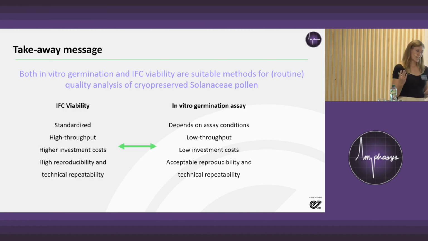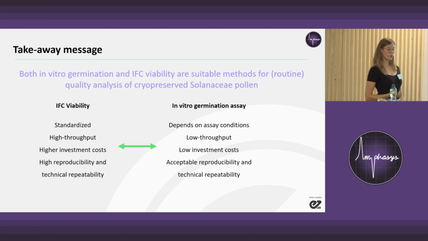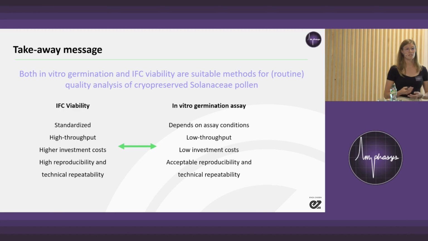Our takeaway message is that both in vitro germination as well as the IFC viability are suitable methods for routine quality analysis of cryopreserved Solanaceae pollen. Obviously, there are differences between the two methods, as also indicated here: standardization, throughput, investment costs, and reproducibility and repeatability. So it will really depend on the requirements that you have which method is more suitable for you to use.